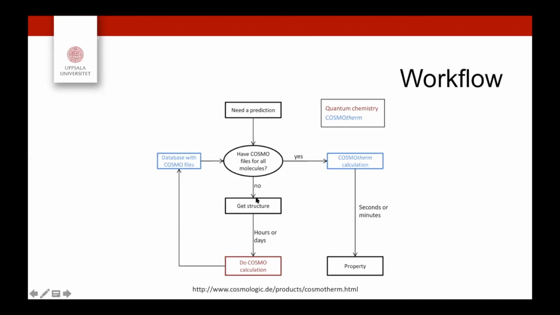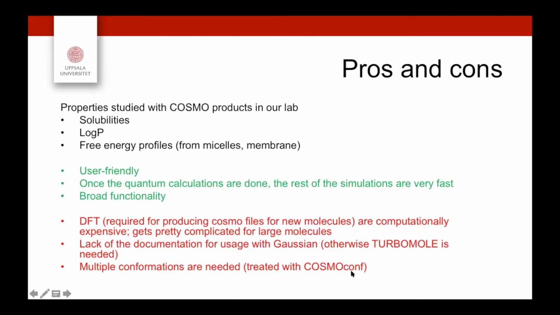We are currently trying to use it with Gaussian. So it will also do the DFT calculations, the quantum chemistry calculations, and produce these COSMO files, which could then be used for COSMO, and then the prediction could be made. But given that one would need a number of conformations, if you have a pretty big molecule, and for me pretty big started at I think 80 atoms, it already starts to be a bit messy to produce this COSMO file and multiple conformations, because it requires a lot of resources.